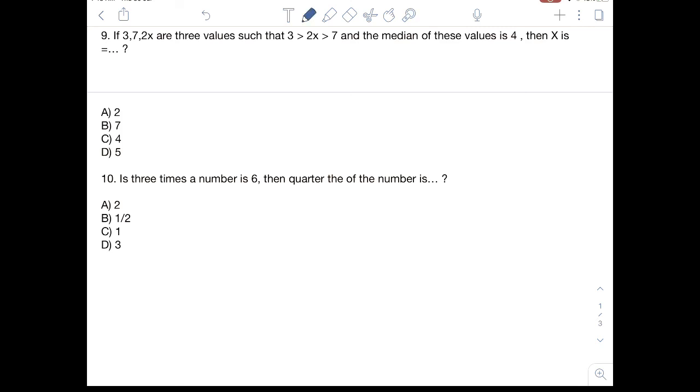So 3 is bigger than 2x and it's bigger than 7, right? And they told us that the median is 4. And we know that the median is the middle number. So if you have x, x, and x, this is the median. It's just the middle number. So they told us that the middle number is 4. And we have 2x over here. So they told us that 2x is equal to 4. So if you divide both sides by 2, you will find that x is equal to 2. And that's literally it. That is the answer. x is equal to 2.